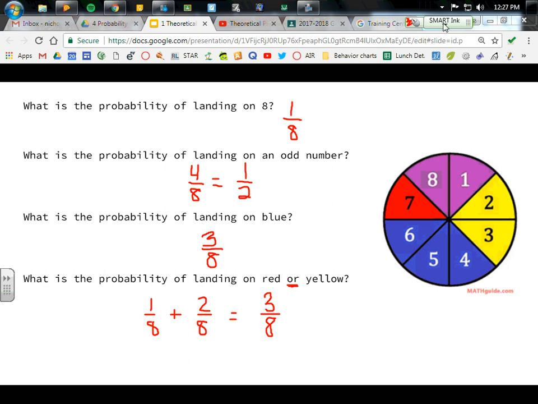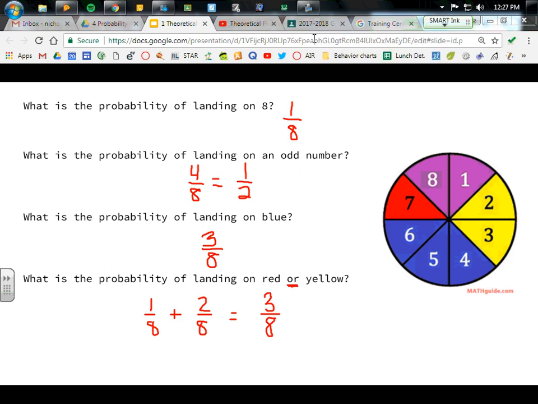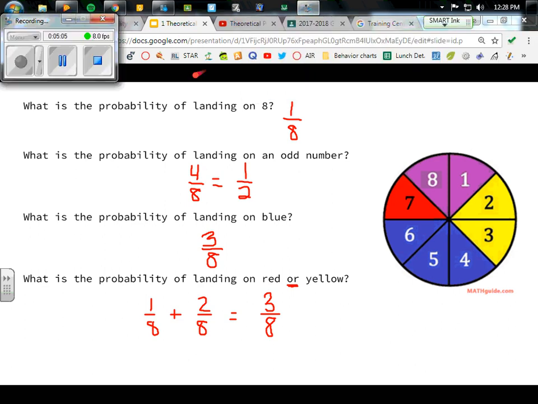All right, so that's it for theoretical probability, and it's just the basics, but hopefully it gives you an idea on how to use it.